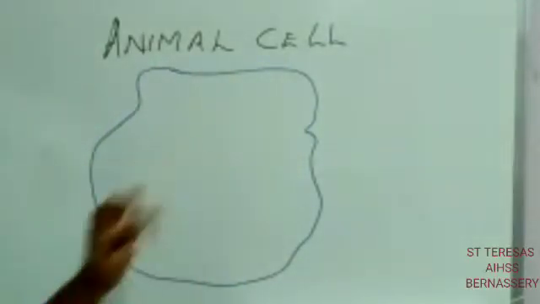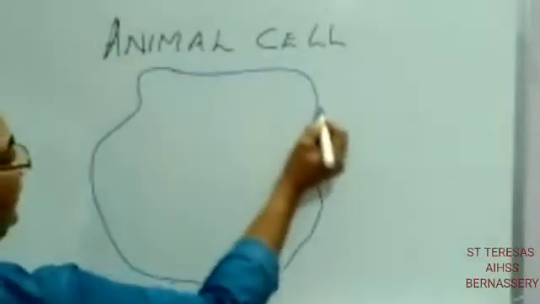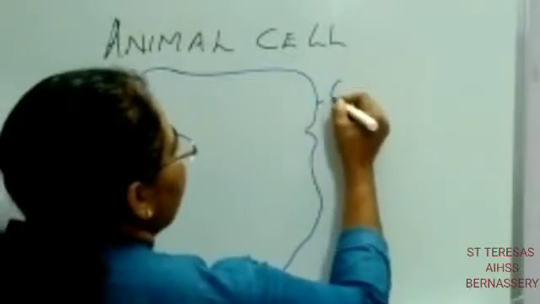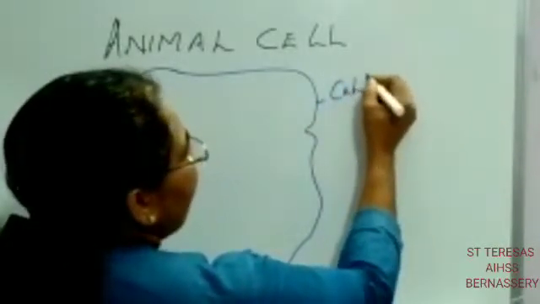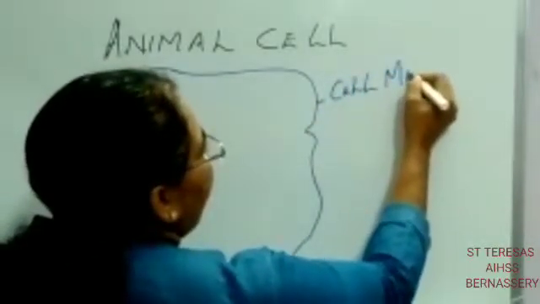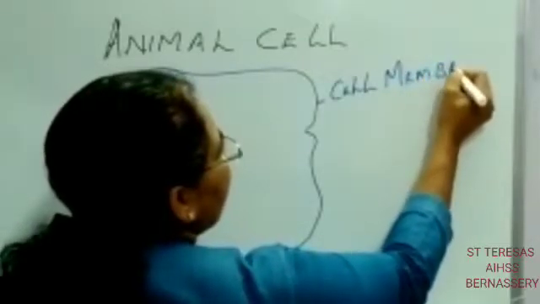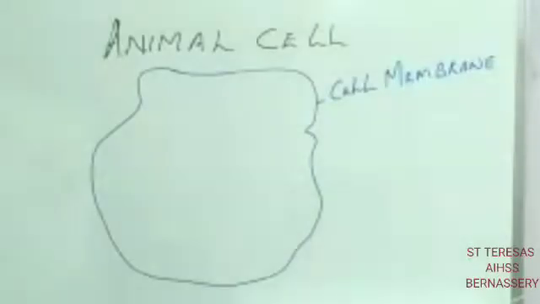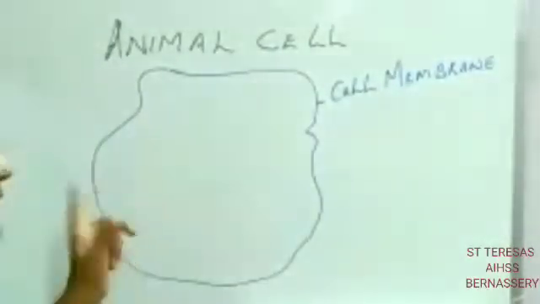So the animal cell is somewhat like this. Now this outer line which you can see here is called the cell membrane. This is the cell membrane, that is the outer covering of the animal cell.